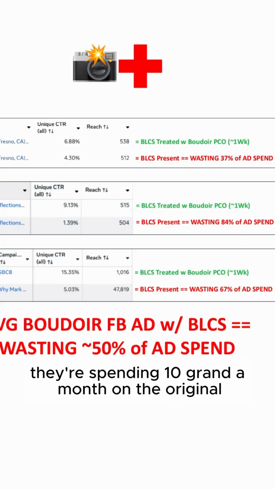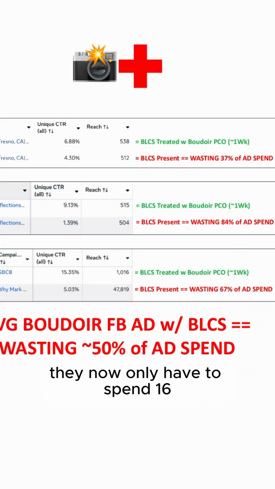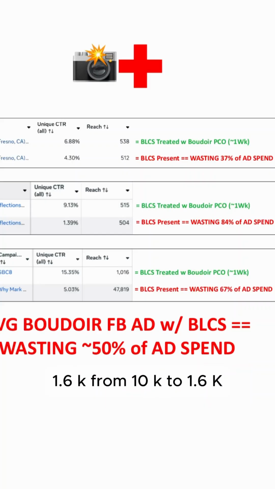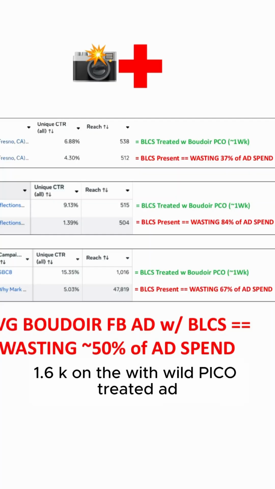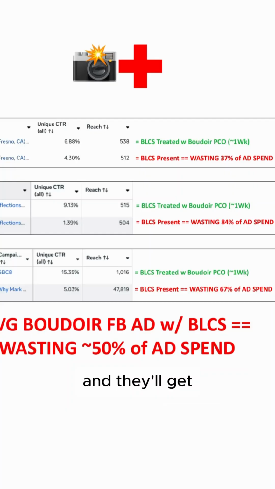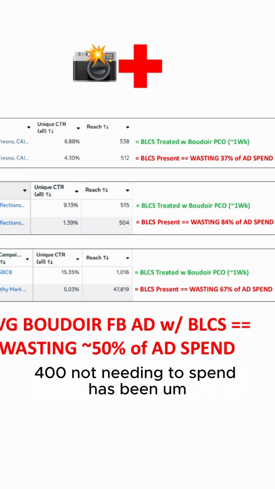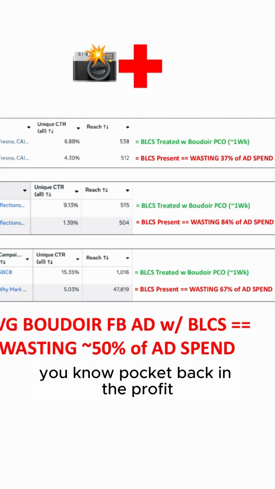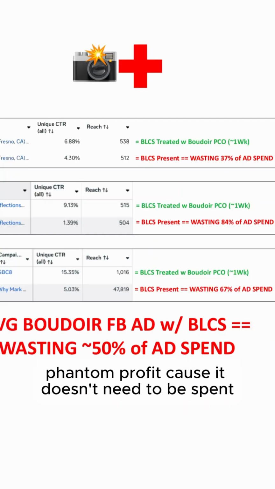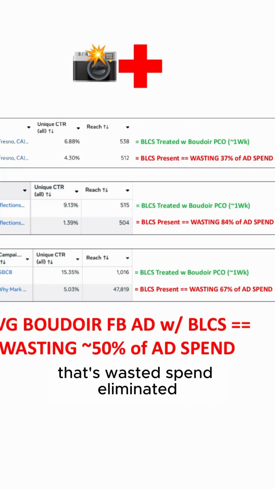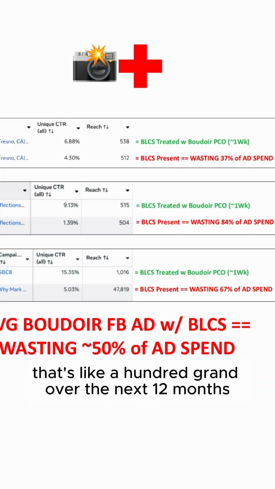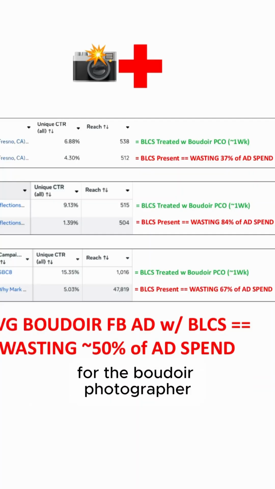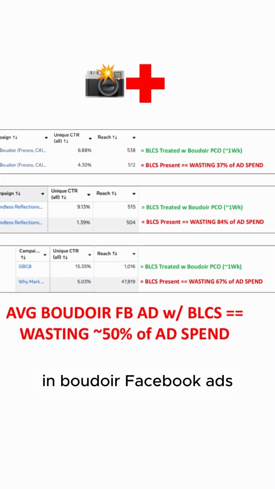So if they're spending 10 grand a month on the original, they now only have to spend 1.6K, from 10K to 1.6K, on the Boudoir Pico treated ad, and they'll get that into the same number of women's brains in both scenarios. So 8,400 not needing to be spent goes back into the phantom profit because it doesn't need to be spent. That's wasted spend eliminated. That's like 100 grand over the next 12 months for the boudoir photographer that's spending 10K a month in boudoir Facebook ads.